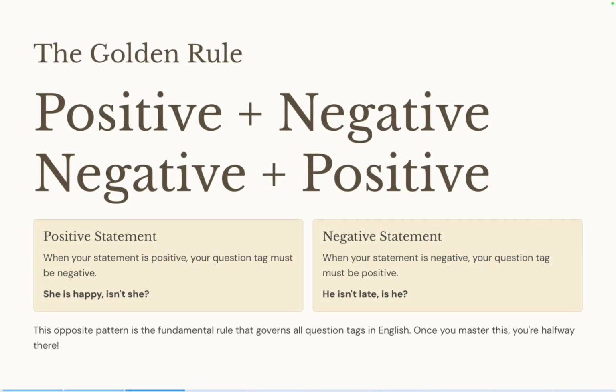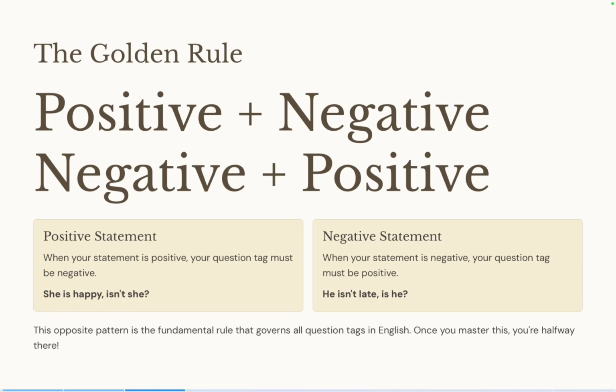The golden rule of question tags: positive plus negative, or negative plus positive. The positive statement: when your statement is positive, your question tag must be negative. For example, she is happy, isn't she?